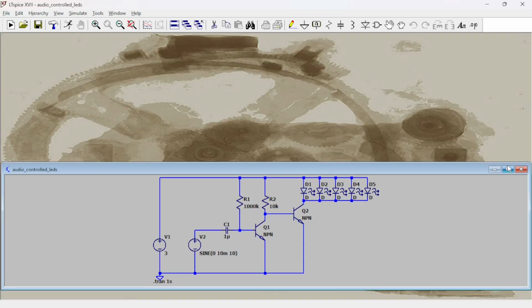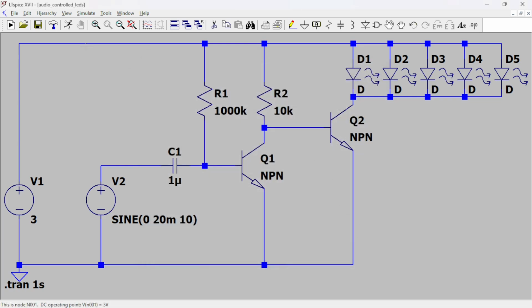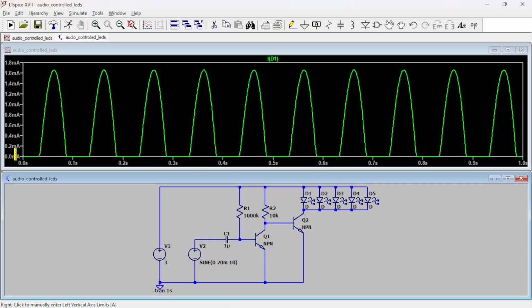So let's go back here and change the amplitude. The amplitude was 10 millivolts. Let's double it. The current should double as well, but let's make sure. So let's run this, and now let's look at the current that goes through this first LED. Okay, so this is the current. So you get double, 1.6. And you can look at the current in each of those, and it's going to be the same.